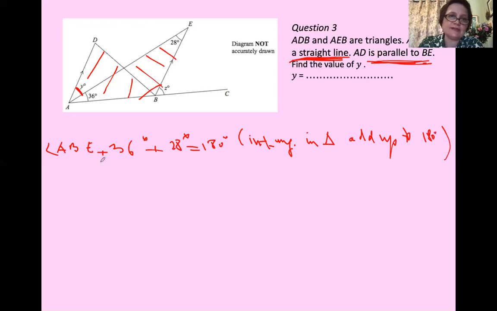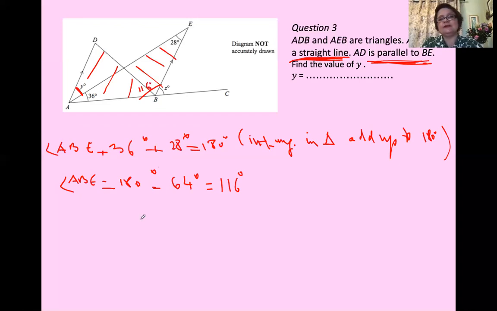And so angle ABE is going to be 180 degrees take away 36 plus 28, which is 64 degrees. 180 take away 64 is going to be 116 degrees. So I'm going to label it here in the picture. This angle is 116 degrees.